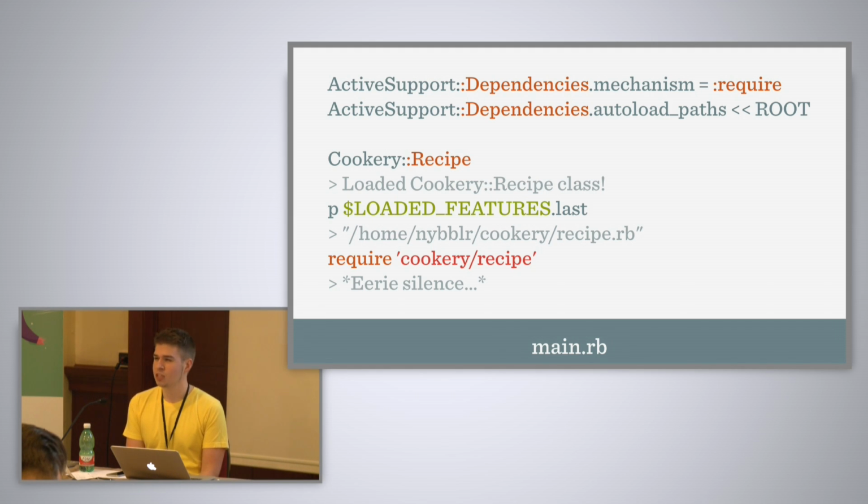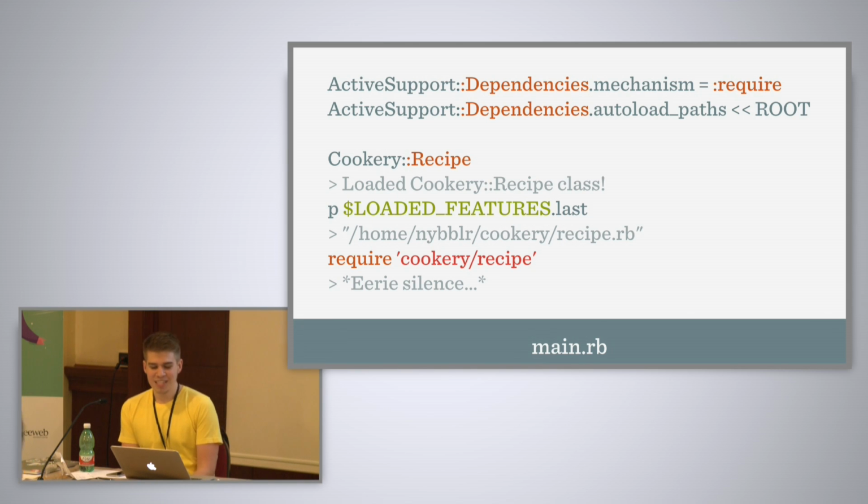Notice it prints that message again, so that means that it's evaluating that file a second time. And this is because it's using the load mechanism. The load mechanism doesn't look at the loaded features global variable. It just loads it in all the time. So to get around that issue, we need to change the mechanism to require. And as soon as we do that, the next time we do a manual require, it just doesn't do anything. We have this eerie silence of no output.